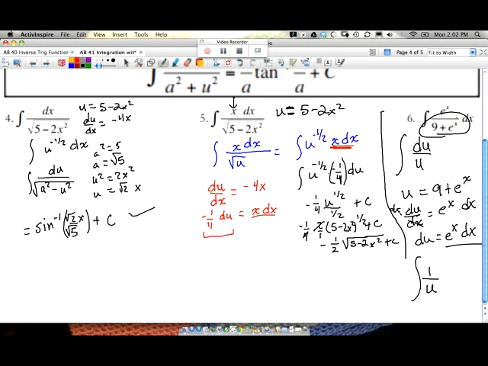So what's the antiderivative of that? It's just natural log of u plus c. And in this case, u is 9 plus e to the x. So it's natural log of 9 plus e to the x plus c. There we go. That's our answer.